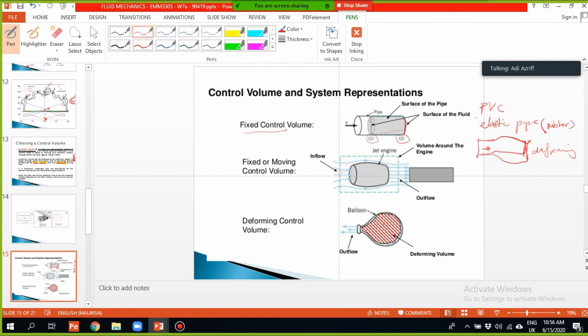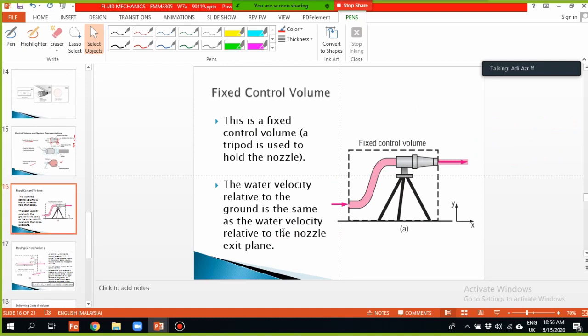The third one is deforming, something like a balloon, like I said previously. The volume of the fluid will change based on the deforming of this balloon, so we call this a deforming control volume. It's the same concept: if you change a little bit and use a flexible pipe, for example very flexible, made from rubber, like a balloon, it will change. So this is no longer a fixed control volume; it becomes a deforming control volume.